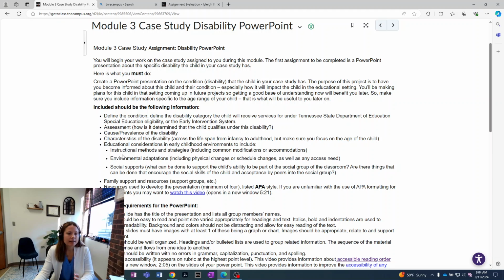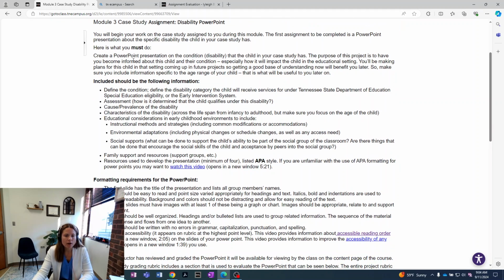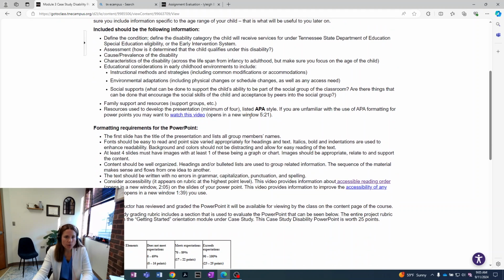How do they define it? How is it assessed? What are the causes? Looking at their lifespan. What are some modifications? How do you support them? What are some support groups? All of these things are resources, and you're going to be picking at least 4 and citing them.